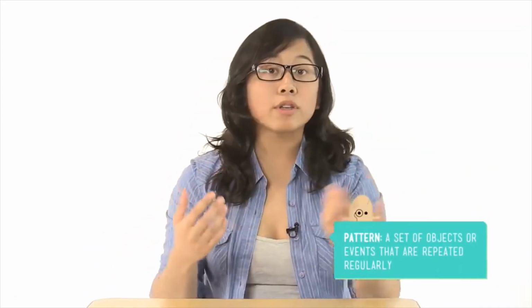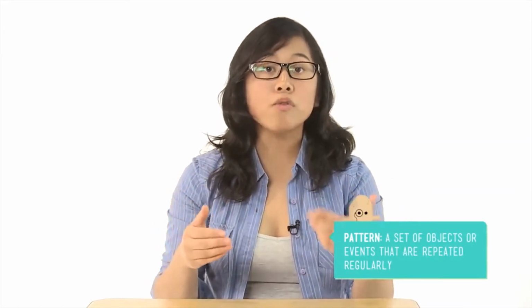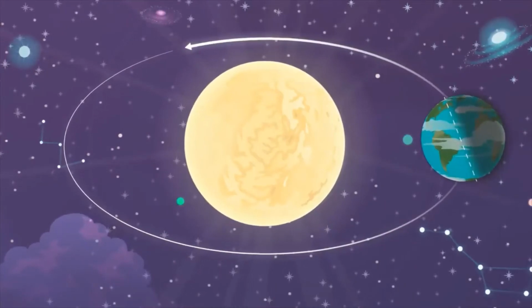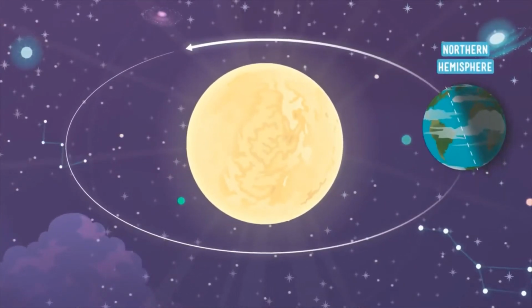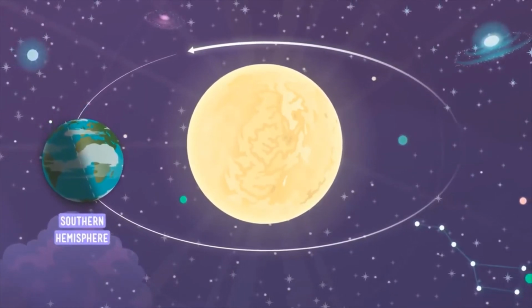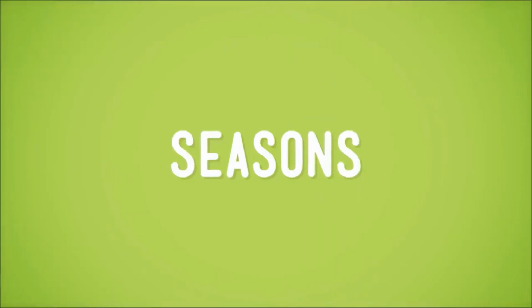So, why am I telling you all of this? Well, as the Earth travels around the sun, it creates a pattern throughout the year. This pattern happens over and over again, and I'm sure you've noticed it. At certain times of the year, the northern hemisphere leans towards the sun, and the southern hemisphere leans away. And at other times, the southern hemisphere leans towards the sun, and the northern hemisphere leans away. That pattern, my friend, is what makes seasons.